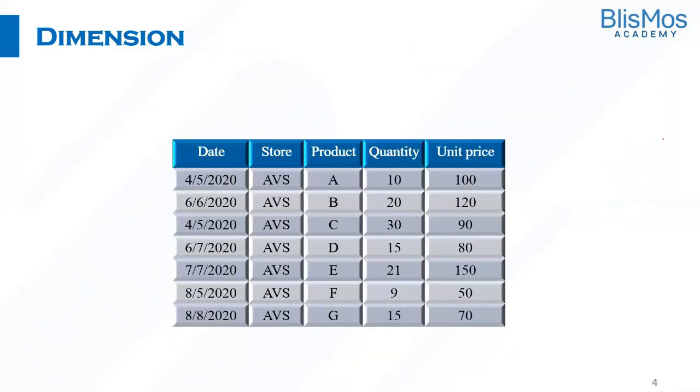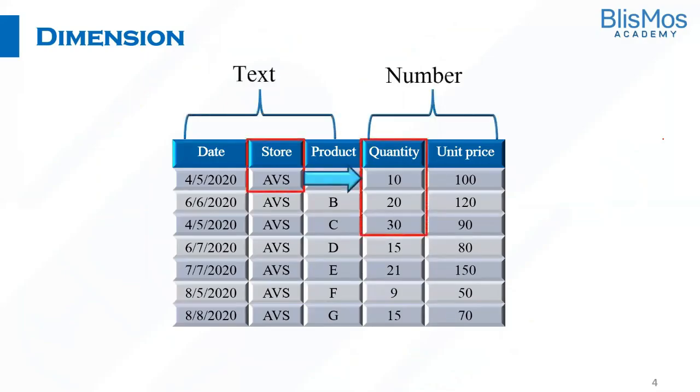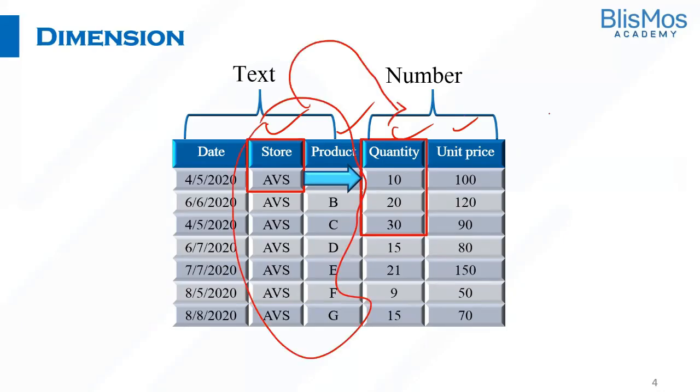Now, what exactly is a dimension? A dimension will describe these quantitative numbers. Can you imagine a quantity without a store and a product? You cannot. In order for the quantity to exist, you have to have a store and a product. Otherwise, this quantity and unit price will not have any significance. So dimensions are describing these quantitative numbers, and we can establish a relationship from store to the quantity.